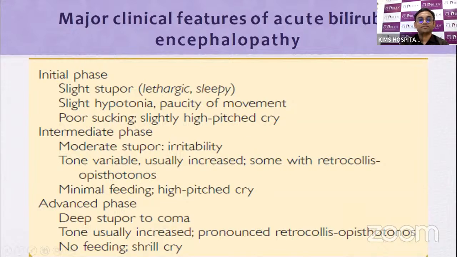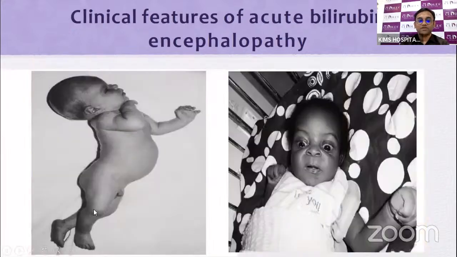Here we can see a picture of babies with bilirubin encephalopathy, where we can see the prominent retrocollis and opisthotonus posture. This is the face of a baby with bilirubin encephalopathy, where you can see upward gaze palsy with retracted eyelids. There is a sunsetting sign, and we can see this anxious or staring look. This is called kernicterus facies.